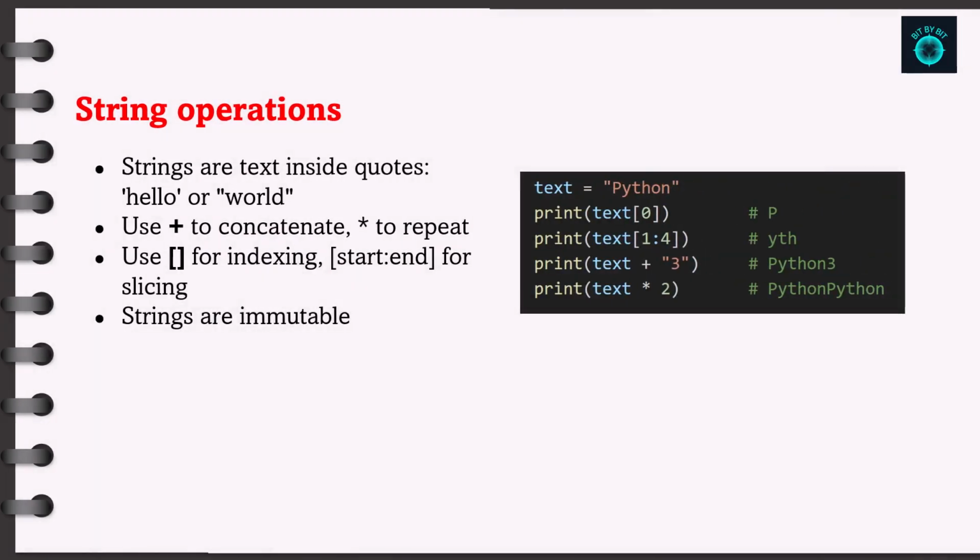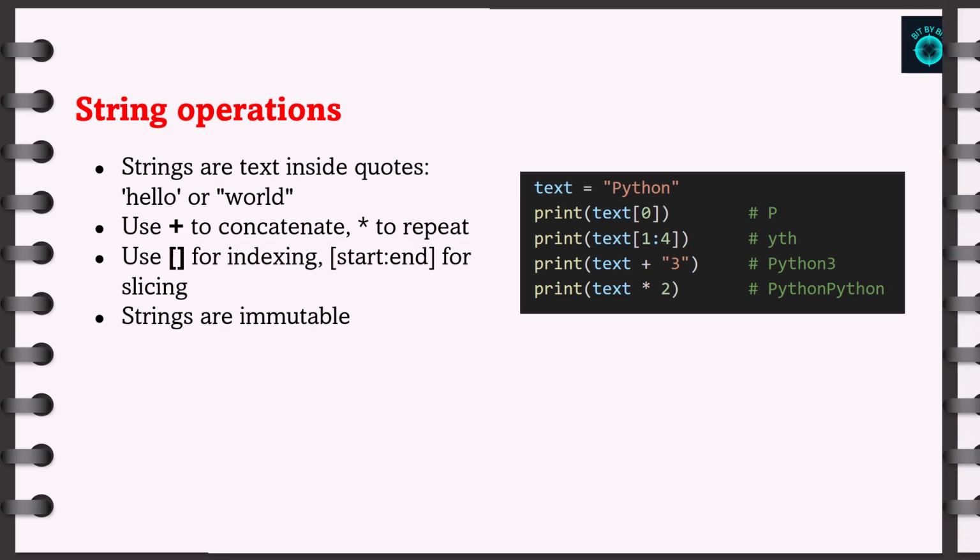String operations. In Python, a string is a sequence of characters surrounded by single or double quotes. You can join or concatenate two strings using the plus operator. To repeat a string multiple times, use the multiplication operator. You can also access individual characters using indexing starting from 0. Use slicing to get a part of the string by specifying a start and end index. Remember, strings in Python are immutable.